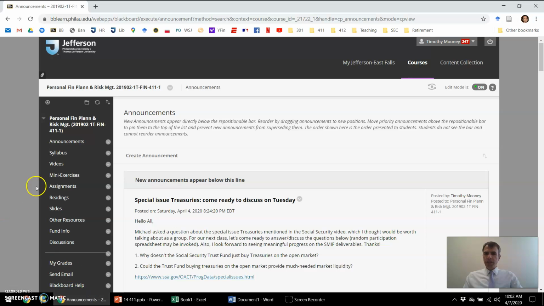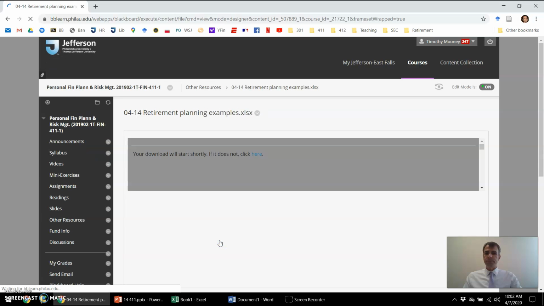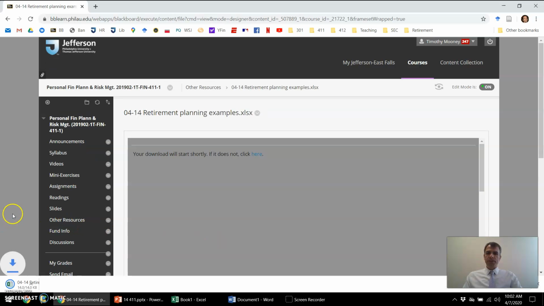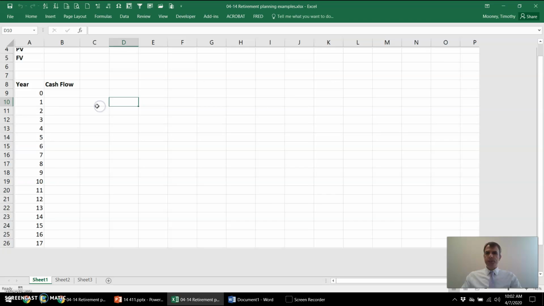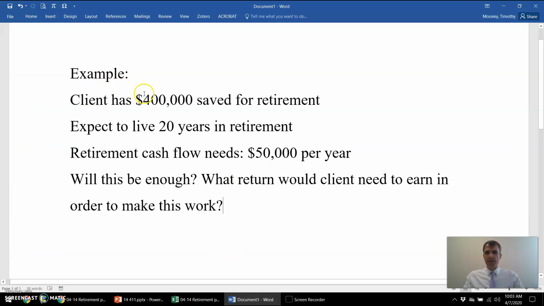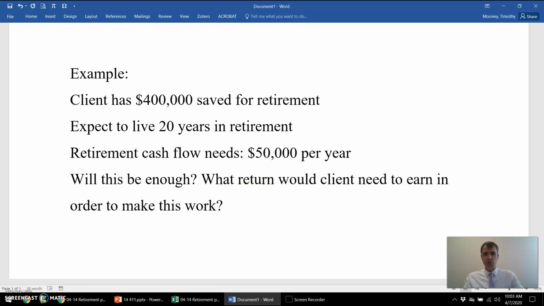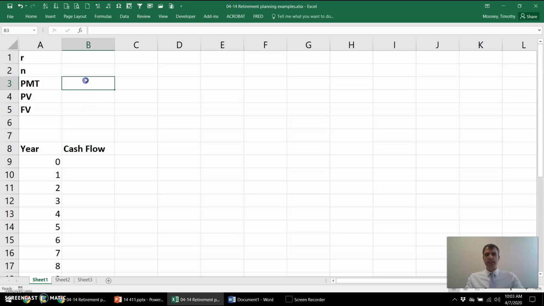So actually under in-class, other resources, I've uploaded a spreadsheet that we'll work off of. And in the first tab, we've got a place to put in the information about the problem that we need, right? So we've got 400,000 saved for retirement, living for 20 years, need $50,000 a year. Is this going to work? What return would the client need? So we'll be finding the discount rate, right? Solving for an interest rate that can make these retirement cash flow needs funded by this $400,000 nest egg.